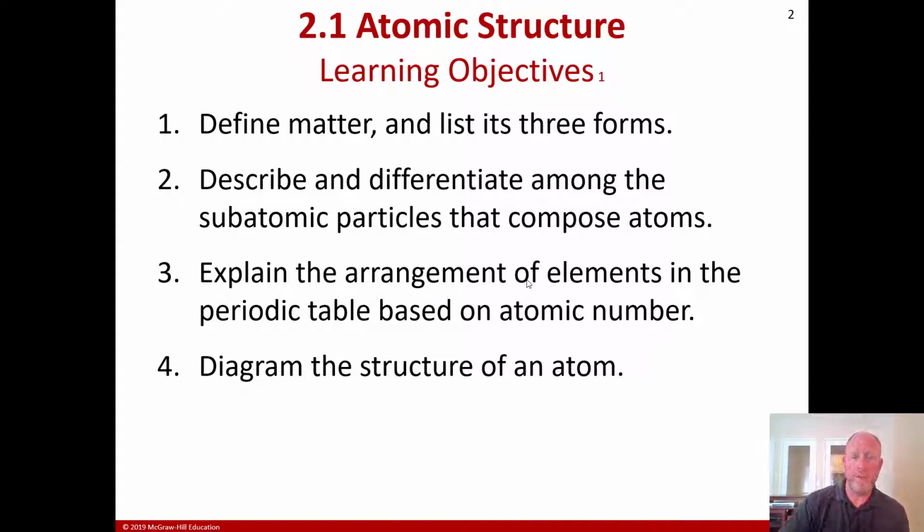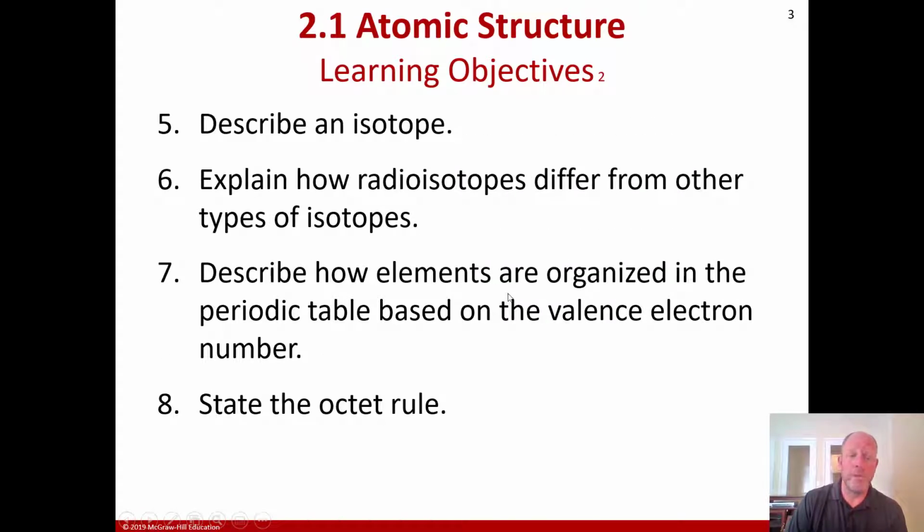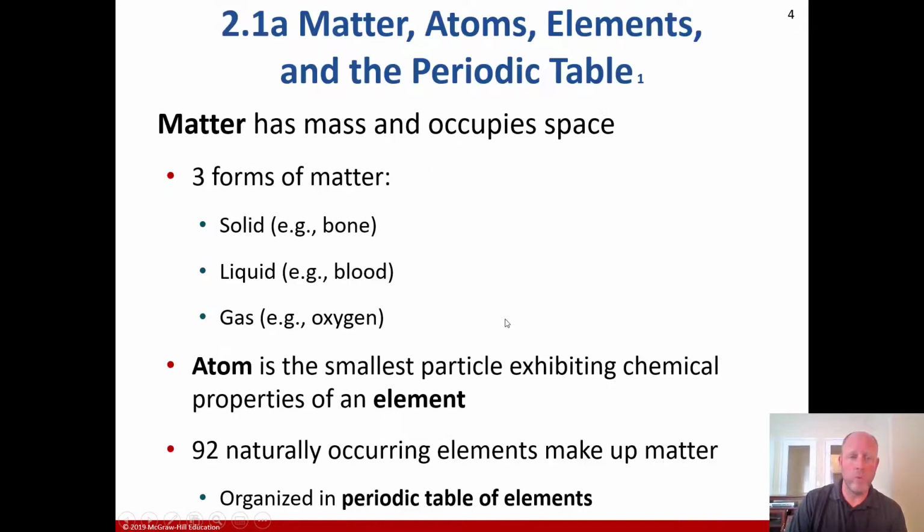forms, describe and differentiate among the subatomic particles that compose atoms, explain the arrangement of elements in the periodic table based on atomic number, diagram the structure of an atom, describe an isotope, explain how radioisotopes differ from other types of isotopes, describe how elements are organized in the periodic table based on the valence electron number, and state the octet rule.